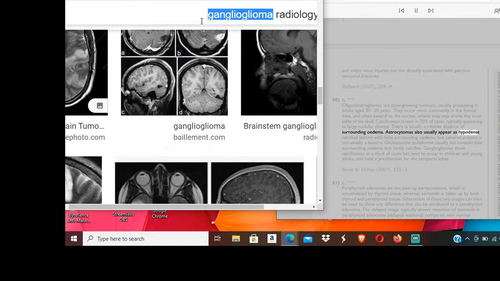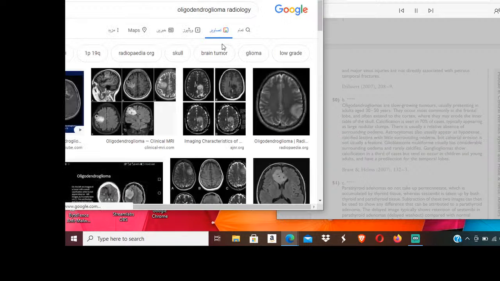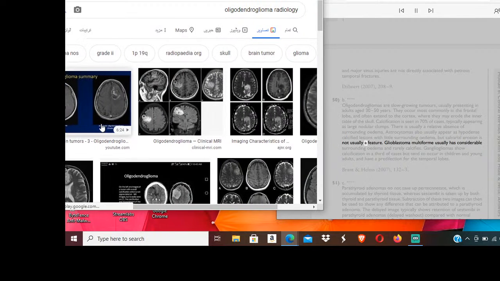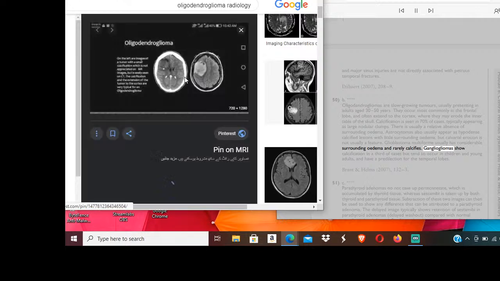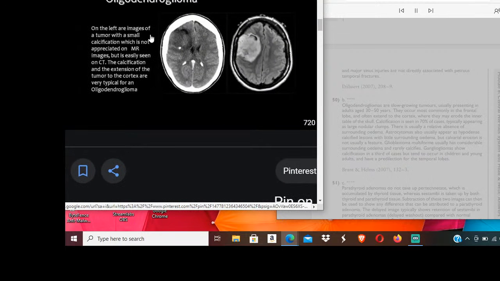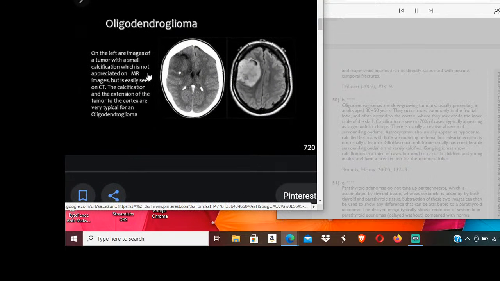Astrocytomas also usually appear as hypodense calcified lesions with little surrounding edema, but calvarial erosion is not usually a feature. Glioblastoma multiforme usually has considerable surrounding edema and rarely calcifies. Gangliogliomas show calcification in a third of cases but tend to occur in children and young adults, and have a predilection for the temporal lobes. Brant and Helms, 2007, 132-3.